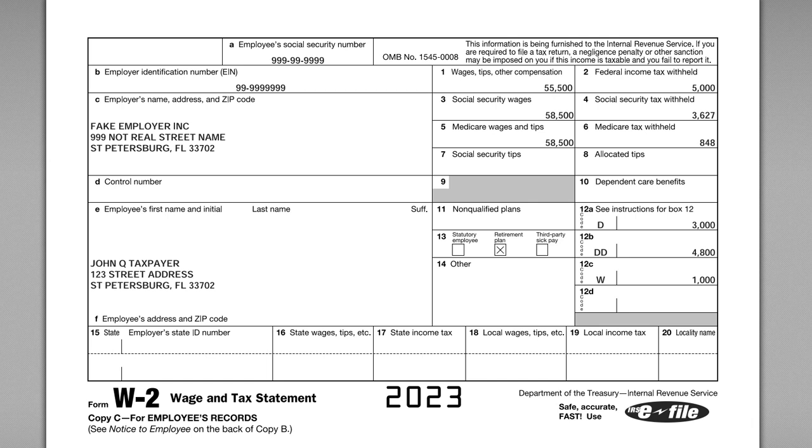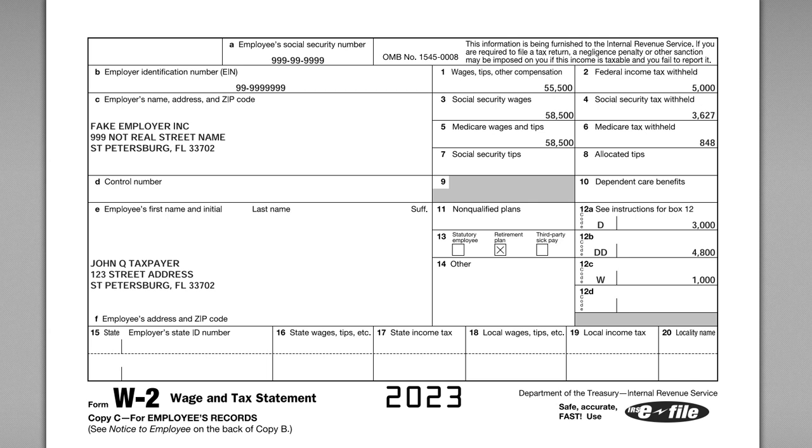Now, if you're covered by a retirement plan at work, that box will be checked as well. And that's important because whether you're covered by a plan or not at work will determine how much traditional IRA contributions you can make and deduct if you want to do that separately, right? There's different rules for whether you're covered by a plan at work or not.